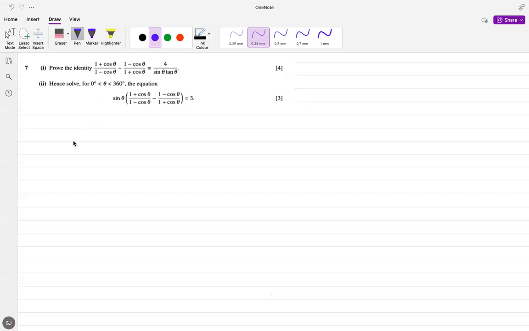So taking the LCM in part 1, from the left hand side, the LCM will be 1 minus cos and 1 plus cos. So 1 plus cos will multiply by 1 plus cos, so this will become 1 plus cos whole squared, minus 1 minus cos will multiply by 1 minus cos, so this will become 1 minus cos whole squared. Expanding 1 plus cos whole squared, we'll get 1 plus 2 cos plus cos squared minus.